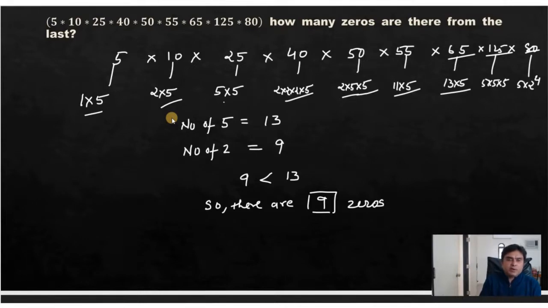So how many 5s are there? There are 13 5s. And how many 2s are there? There are 9. And what are we going to consider? We are going to consider the lower power. So we are going to consider 9. So it means in this particular series there are 9 zeros.